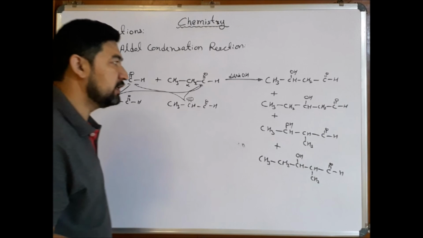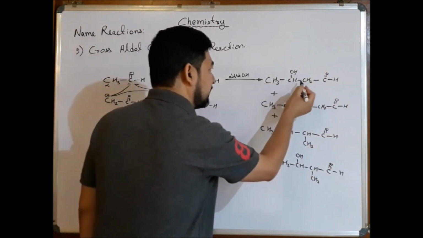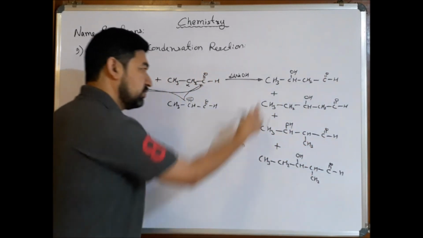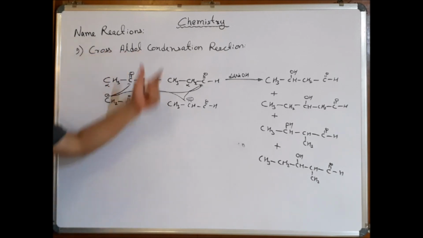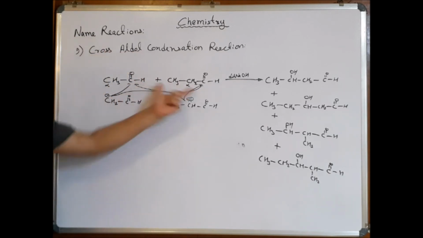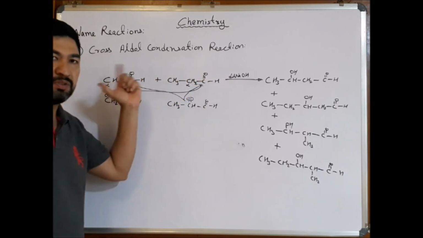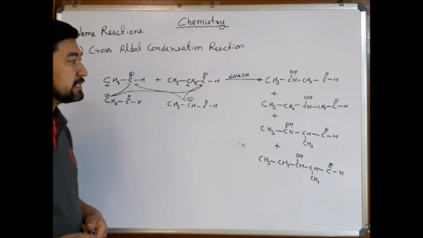Similarly, if you go for further heating, we get alpha beta unsaturated products, alpha beta and alpha beta. So we can get four different products if we use a cross aldol condensation having two different aldehydes, or two different ketones, or one aldehyde and another ketone. In this case we may get four different products.